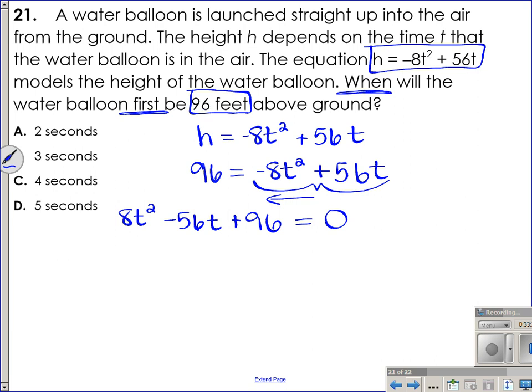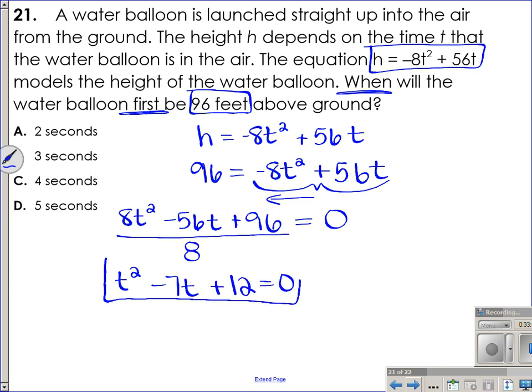Okay? The next thing I don't like about this equation is that all those numbers are so big. So I'm going to go ahead and divide everything by 8 to make it a little bit smaller. So 8 divided by 8 is 1t squared. -56 divided by 8 is -7t. And 96 divided by 8 is positive 12 equals 0.